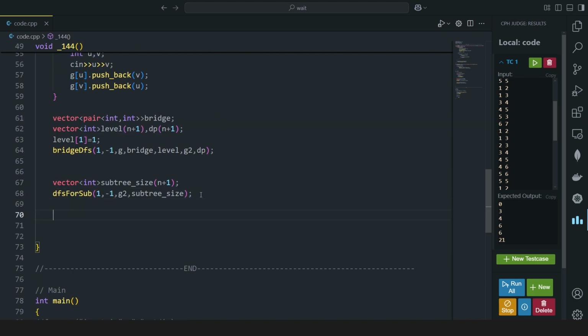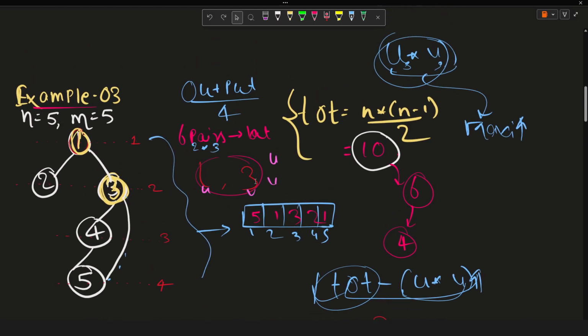We just need to minimize our answer now, right? And we also know that the total value that is possible for a given graph is equal to n into n minus 1 divided by 2, right? So this is the maximum amount of pairs that we can have in the beginning. And as I told you in the explanation, every time we would try to maximize this u into v, because that would help us in minimizing the total value after that, right? So we want to maximize this u into v.